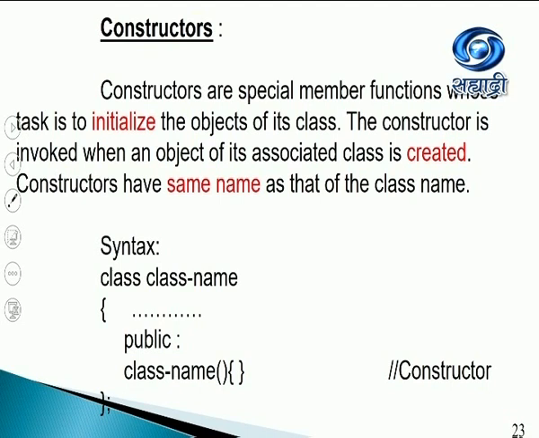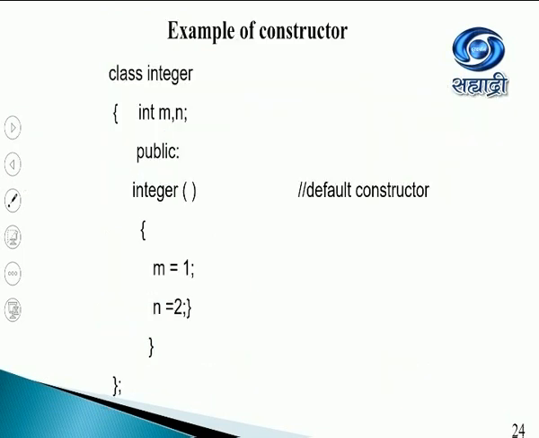Next, why do you use a constructor, and why the name constructor? It is because it is used to construct the object, or to initialize the object of a class. This is the second important point. And the third one is they are invoked, or called, automatically when the object of that class is created. So a function with the class name is a constructor.